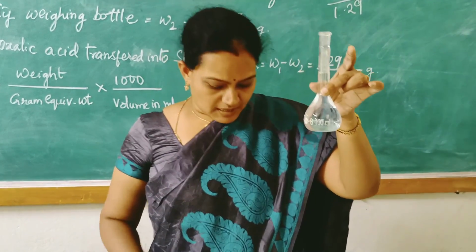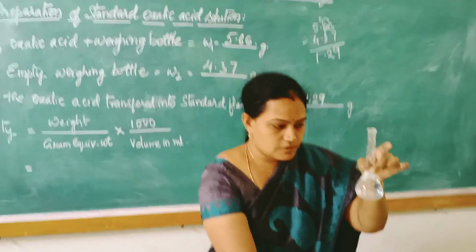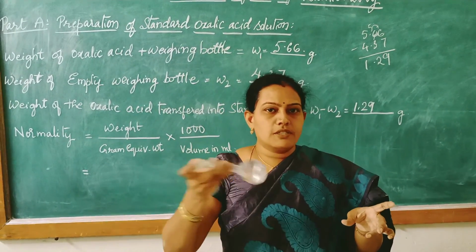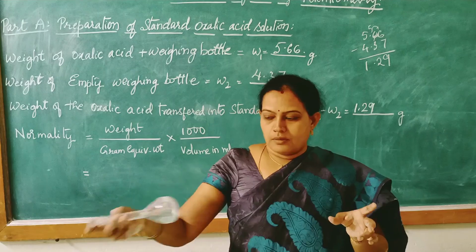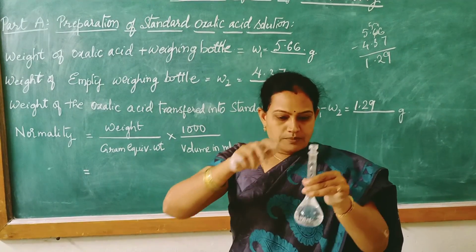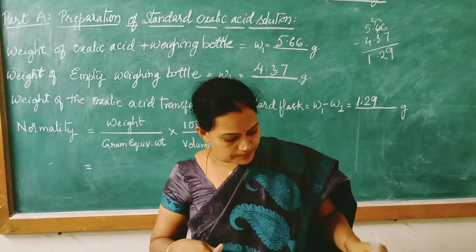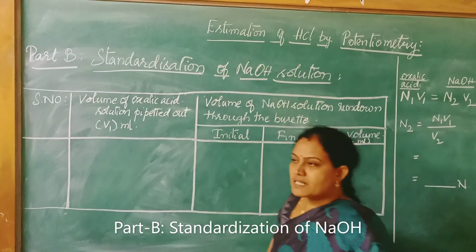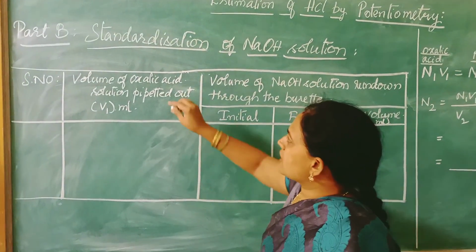So this is exactly 100 ml of the solution of oxalic acid which we have prepared. Now shake it thoroughly to use it for further procedure. That is, in part B we will be using the standard solution. So students, let's start with part B, that is after the completion of preparation of standard solution.